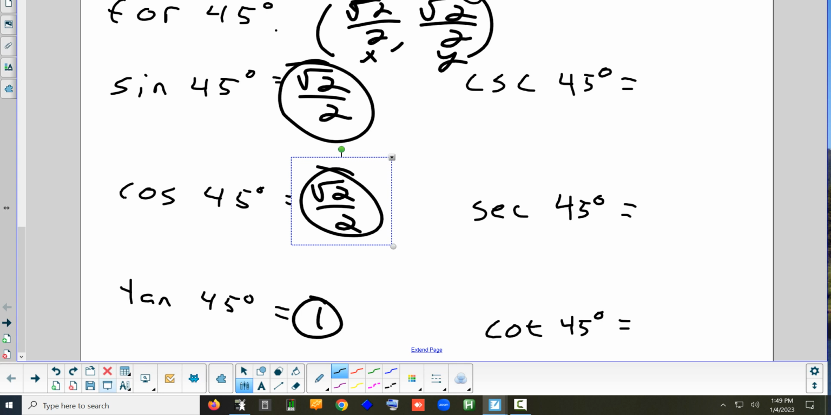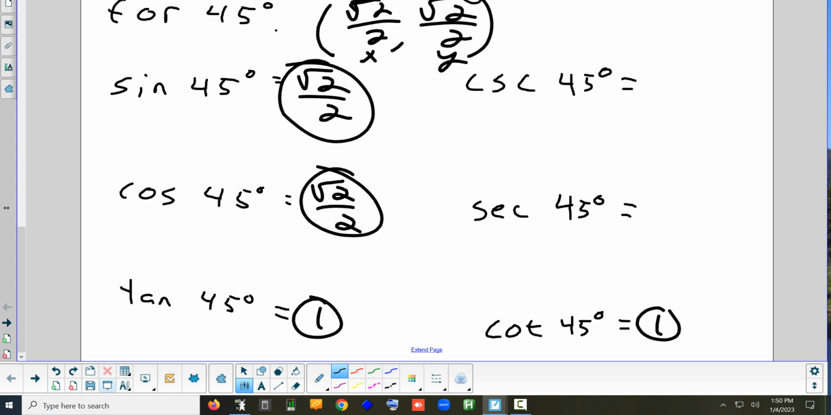Okay, so now we've got the 3 on the left. Tony, what am I going to do with each one of these to get the 3 on the right? You flip them. Which one of these would be the easiest to flip? The tangent. Yeah, let's just flip the tangent, get that one done. If you flip 1, what do you get? 1. Okay, so there's your cotangent.